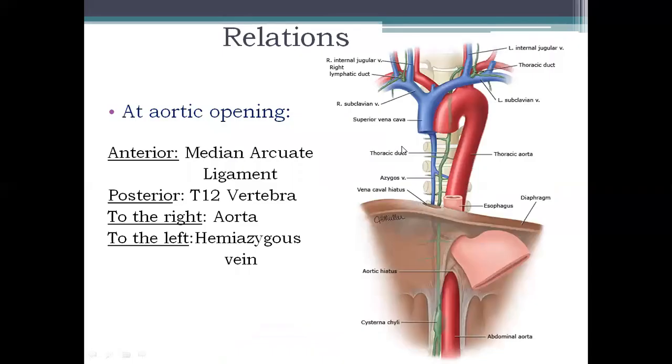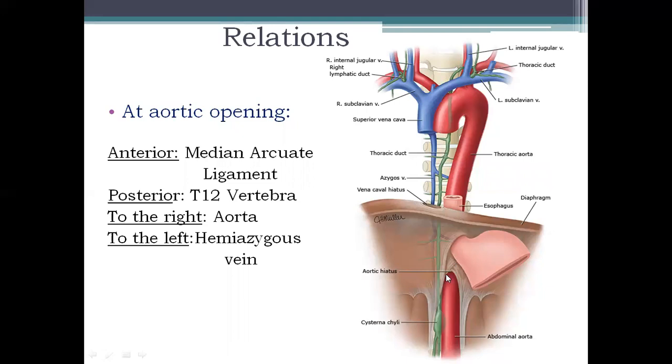The next, its relations. Since we saw it passes through the diaphragm, it passes through the posterior mediastinum, it passes through the superior mediastinum, and it ends at the level of the neck. So we have relations at 4 levels. The first one is the relation at the aortic opening. As we saw, it enters through the aortic opening of the diaphragm.